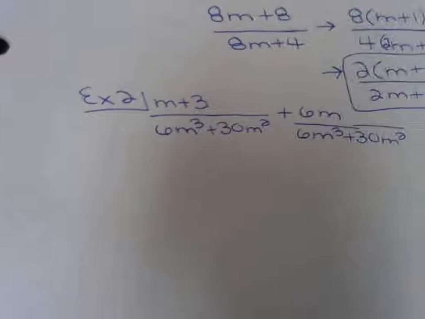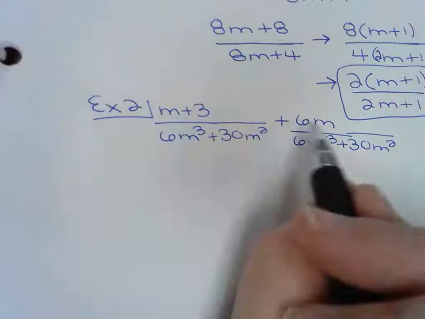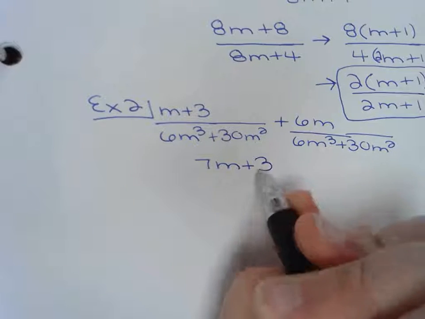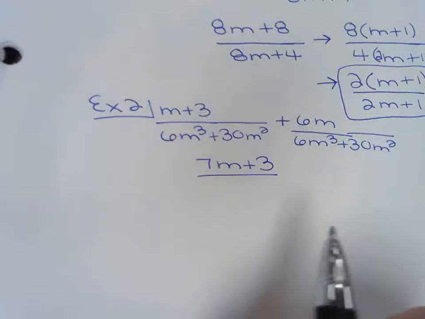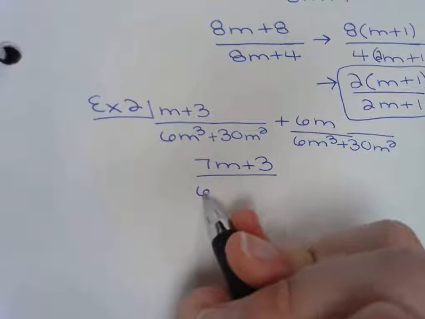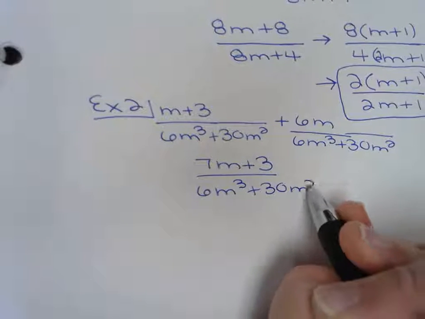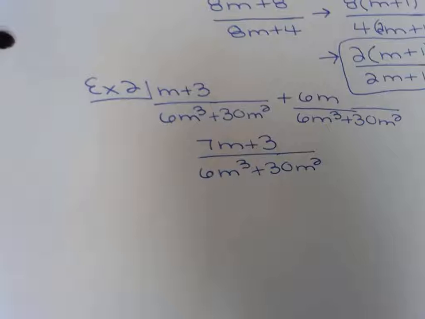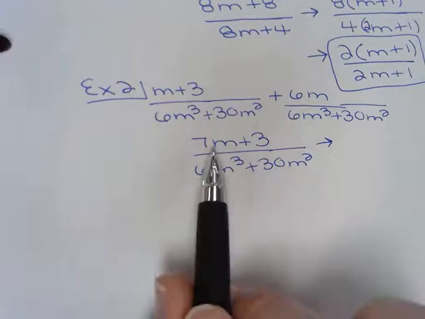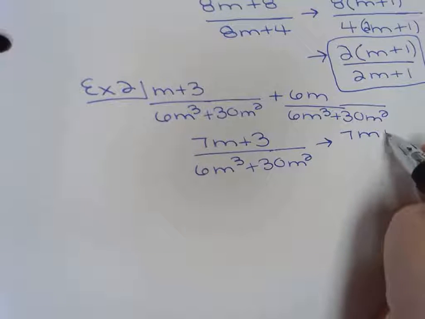So if I add my numerators, what things combine on the top? Yep, 6m and m. So 7m plus 3. We are adding, so it's just 6 plus 1, not m squared, because that would be multiplying. Over the denominator, which stays the same, 6m cubed plus 30m squared. You keep the denominator the same, and then let's see if we can simplify. Can I factor 7m plus 3? No, so it stays 7m plus 3.